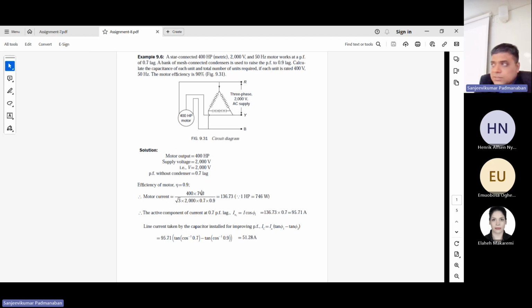Please note 746 is used because it's 400 HP and you want to convert it into watts. So we got the value, which is 136.73. So this is your motor current. 1 HP is nothing but 746 watts. Okay. Then I'm going to calculate what is my active. Can you calculate and find the answer? Anyone? 400 into 746 divided by √3 into 2000 into 0.7.